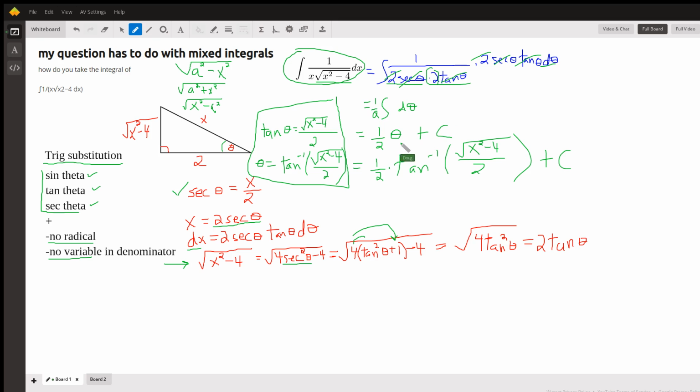But we want to go back to in terms of x. There are different things that you can do, but usually what you'd like to do is involve the original radical in the substitution you're going to do for theta. So if we say the tangent of theta equals this radical over 2, then theta is the inverse tangent of the square root of x squared minus 4 over 2. So there's your answer right there. Okay, there are other ways to do this problem. I think most of them are more complicated than this.